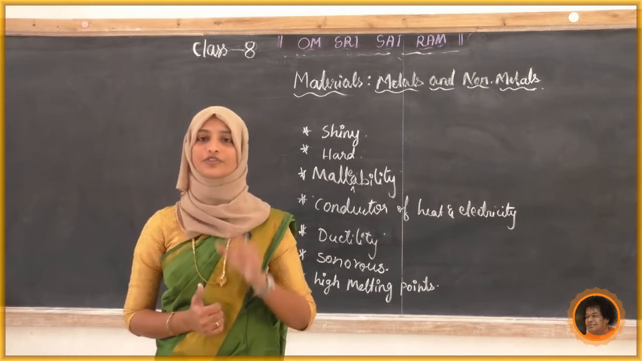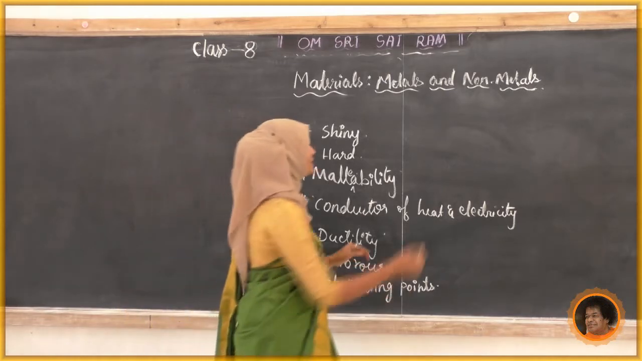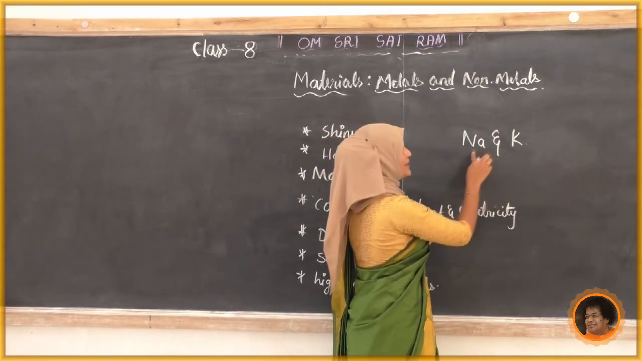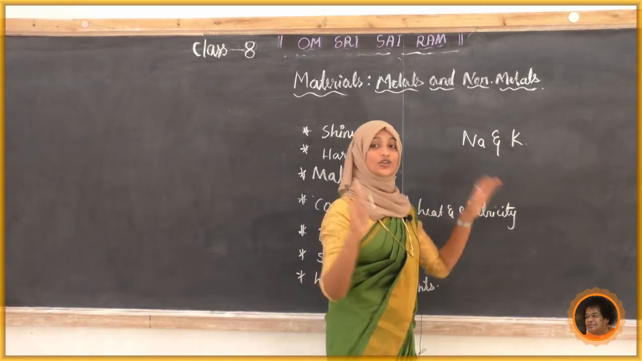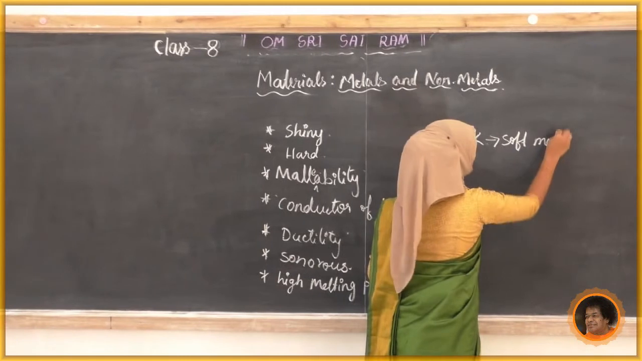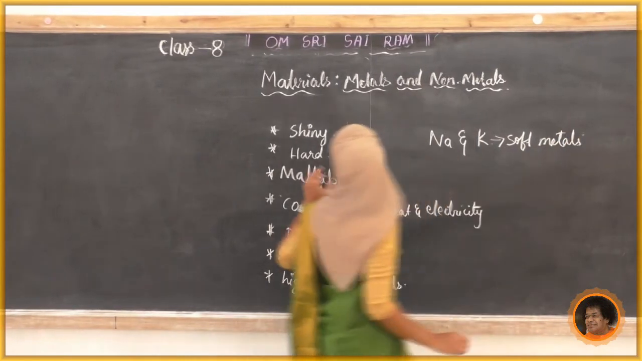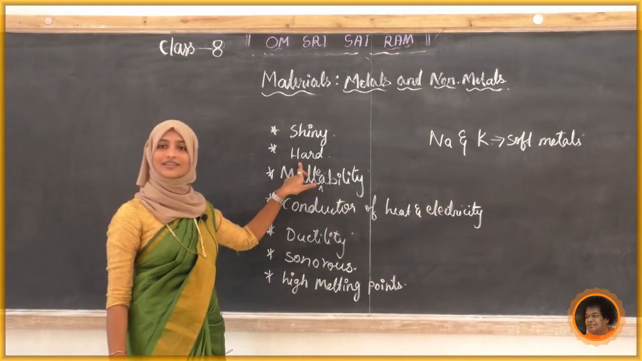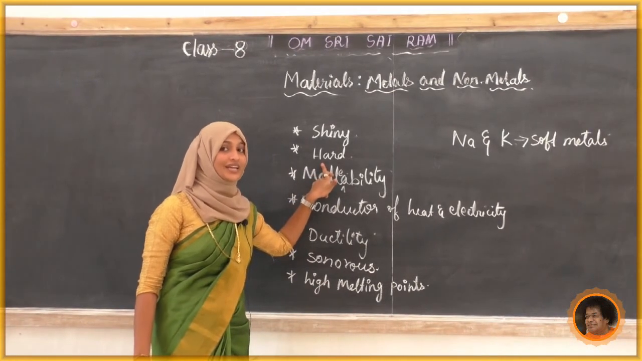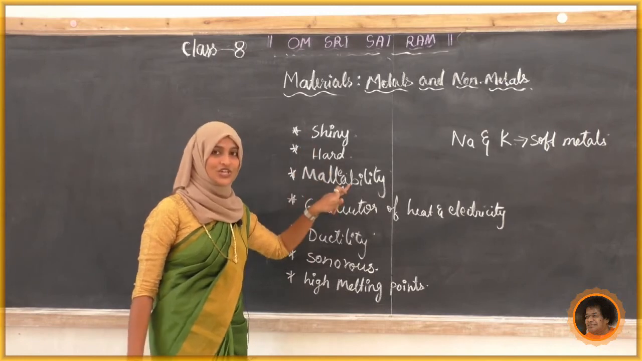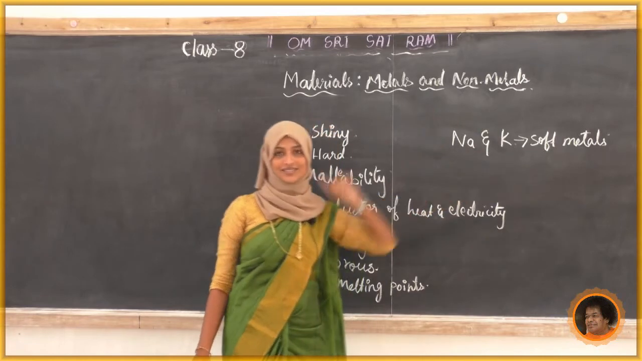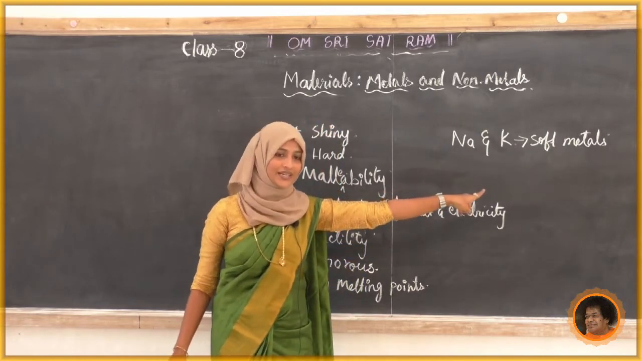They are soft metals. So write down here, students, sodium and potassium are the soft metals. First point, second point, we come to know here all are hard, but exception, excepting sodium and potassium, all other metals are hard, but these two are soft metals. This is a very, very important point.